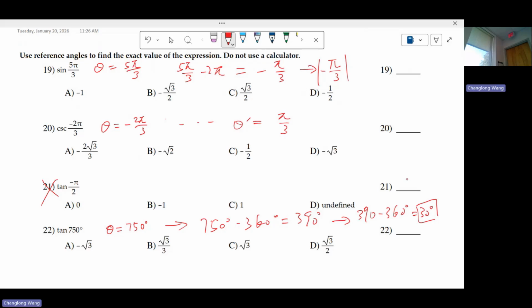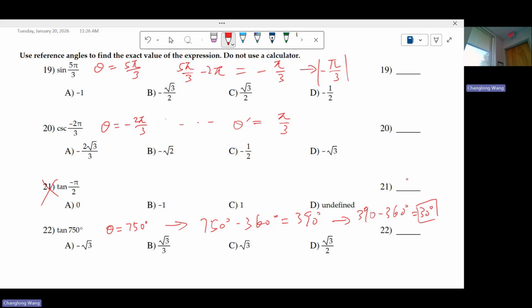Now, by adding or subtracting 2 pi, or adding or subtracting multiples of 360, we're finding coterminal angles. And we like to have coterminal angles that are small enough to deal with. So it is a happy coincidence that we were trying to find a coterminal angle to make it small, but it just so happened to be a reference angle.